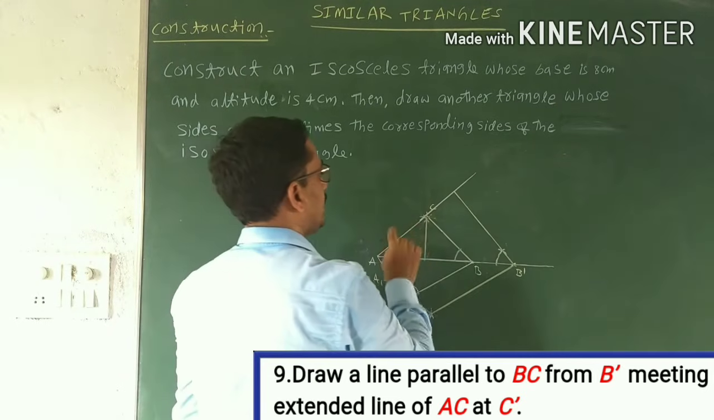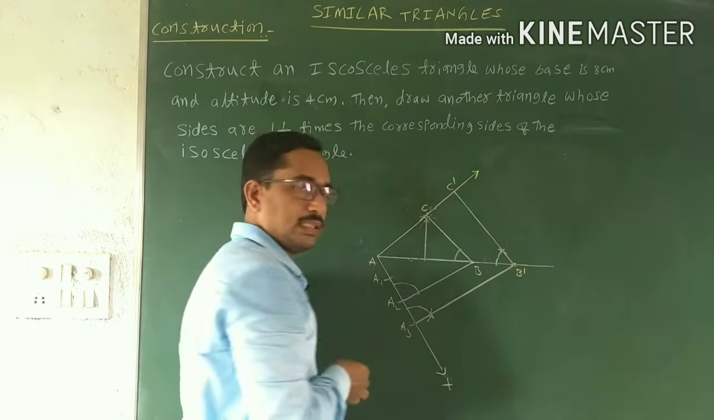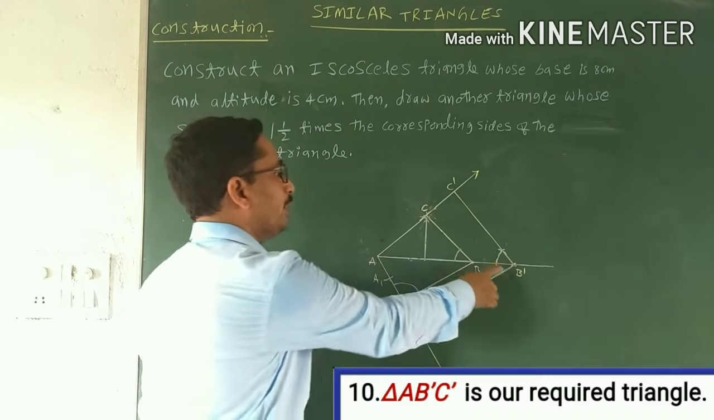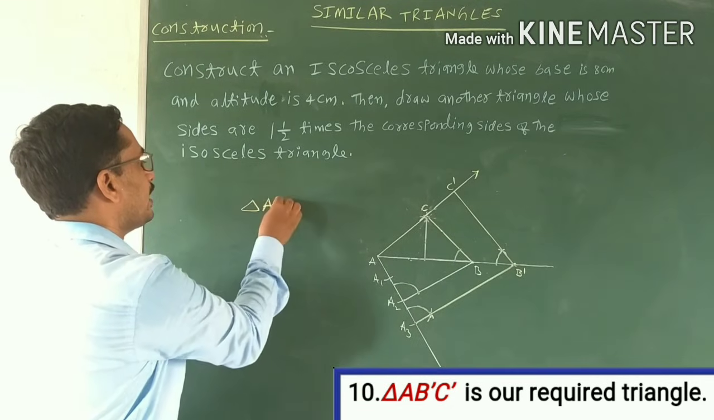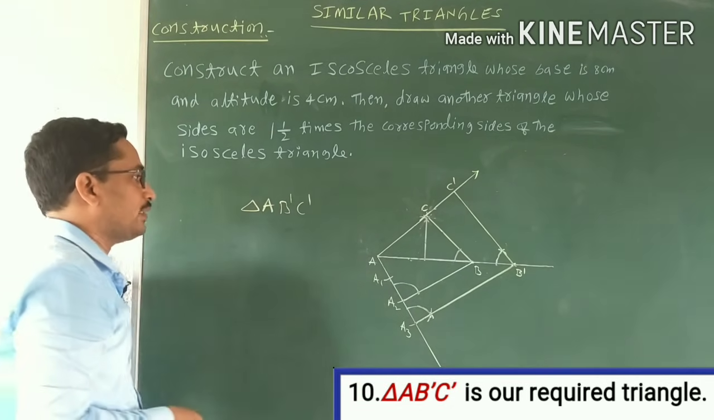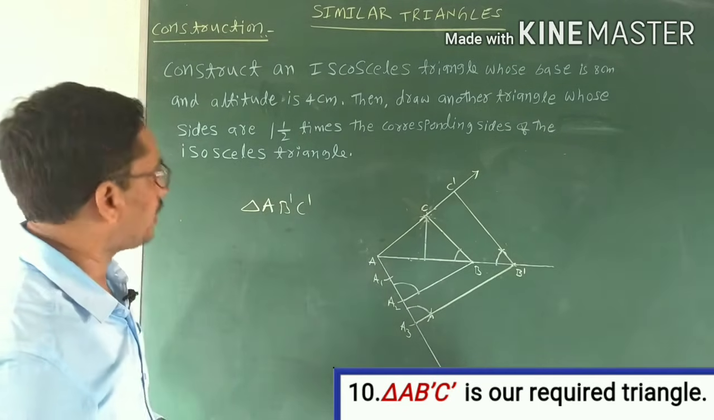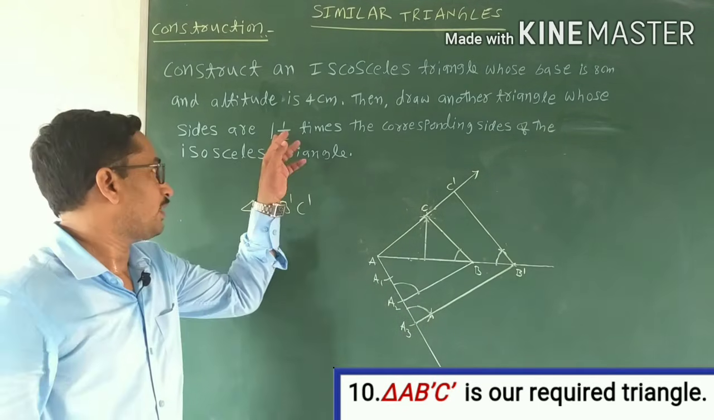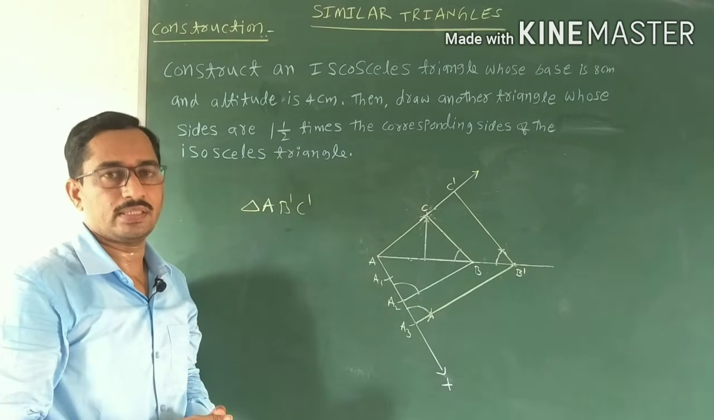It intersects the extended line of AC at C dash. Now A, B dash, C dash is our required triangle. The triangle A, B dash, C dash is our required triangle, which is similar to the given triangle, whose sides are one and a half times the given triangle. Now this is the construction of a similar triangle.